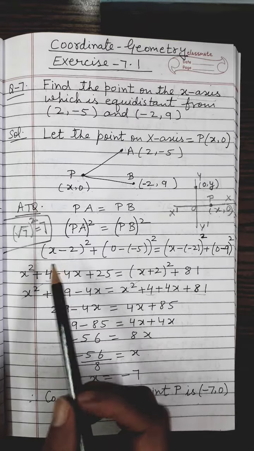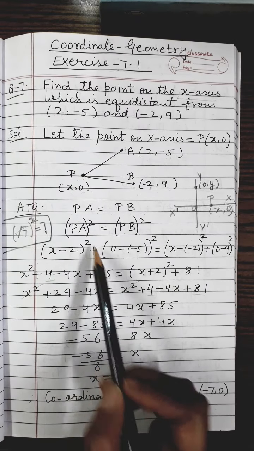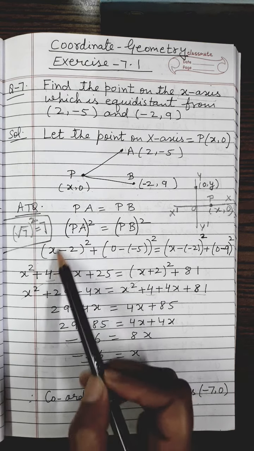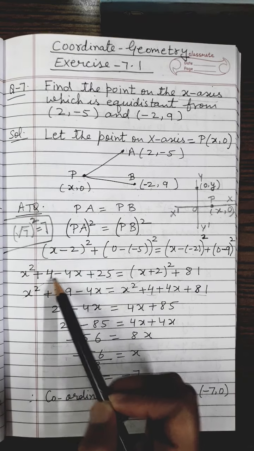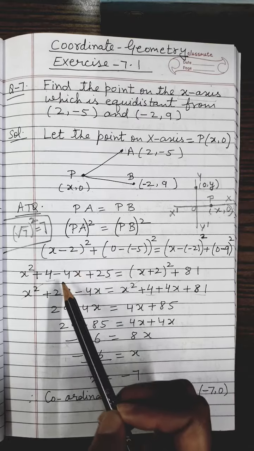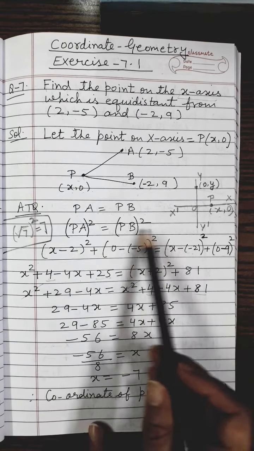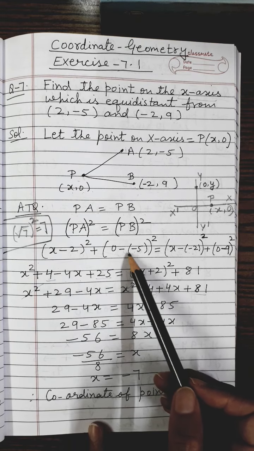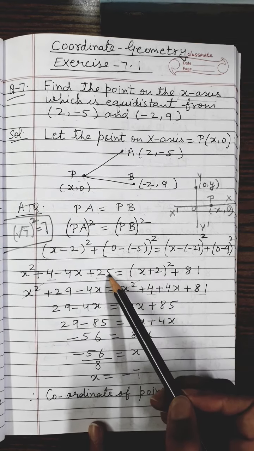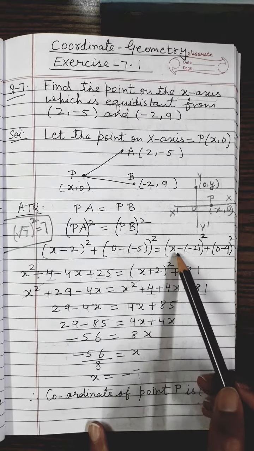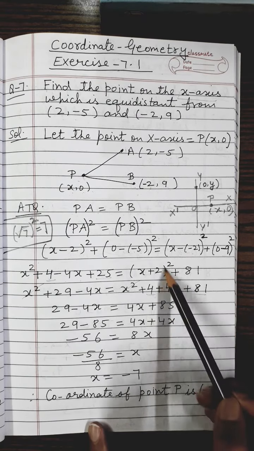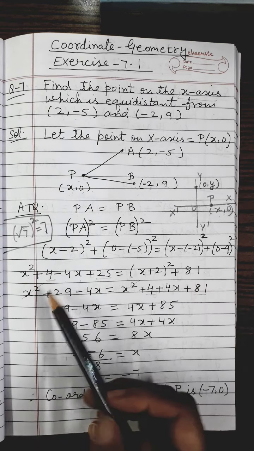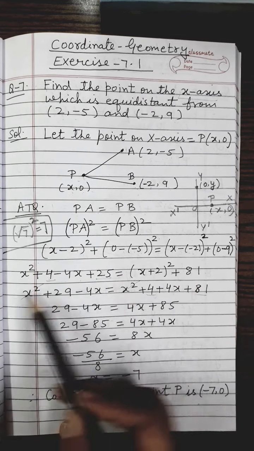Now next, you will apply the formula a minus b whole square for opening the bracket. So you will get x square plus 2 square means 4, minus 2 into x into 2 will give you minus 4x. Now come to this term, minus into minus will give you plus, so 5 square will give you plus 25. Come to the right side, this will become x plus 2 whole square, and minus 9 whole square will give you 81.